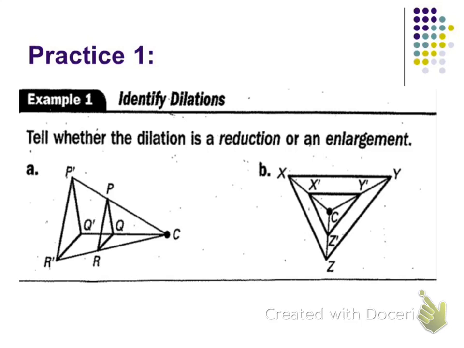So we are supposed to decide if this dilation is a reduction or an enlargement. The main thing to remember is that the little prime, it looks like an apostrophe after the P, shows us which one is the new one, okay? So this is the image or the new one. This one's the original. So did the original get bigger or smaller? Yeah, this is the original, this is the new one. So the original had to get bigger to make the new one. Everyone see that? That means that you are working with an enlargement.